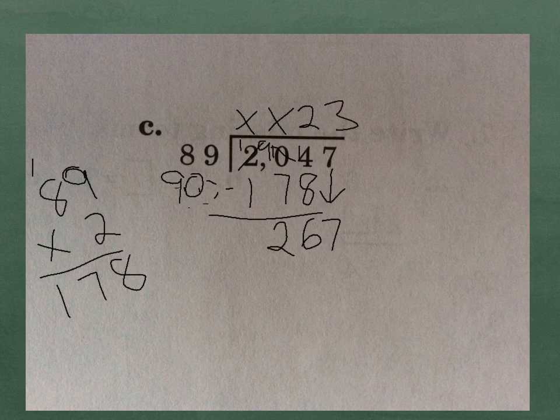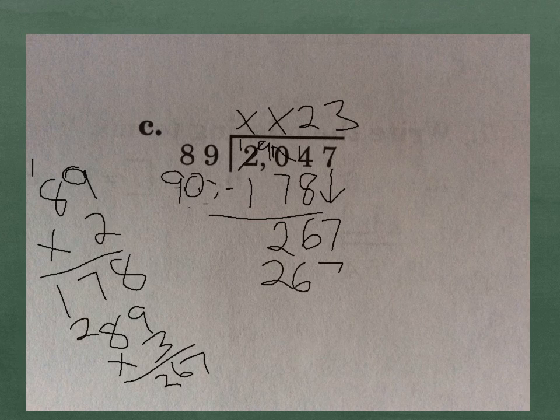We'll do 3 times 89. 3 times 9 is 27. 3 times 8 is 24, plus 2 more is 26. Ends up being right on the money. Again, 0. And so our answer is 23. Before I circle it though, let's check it.